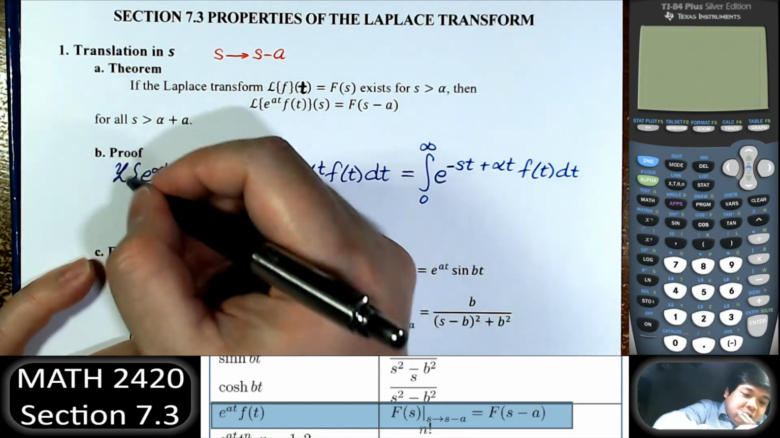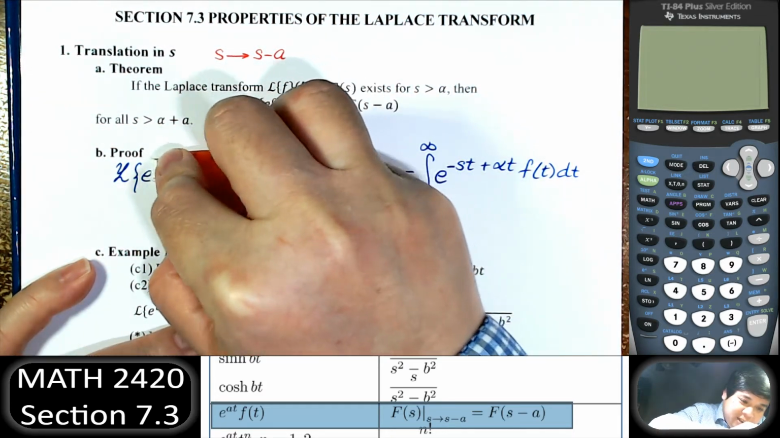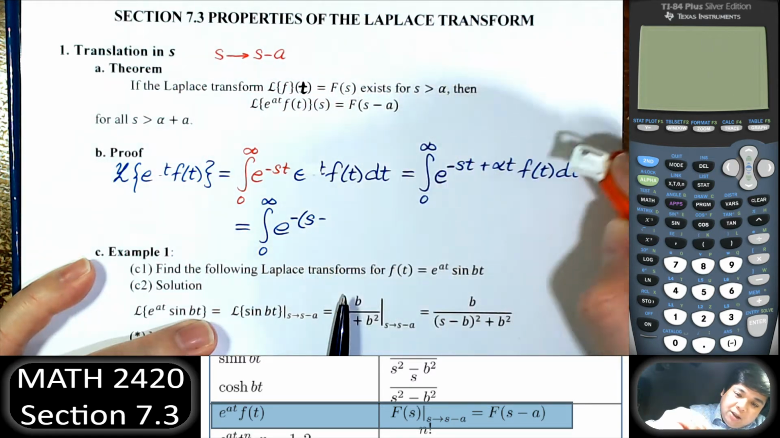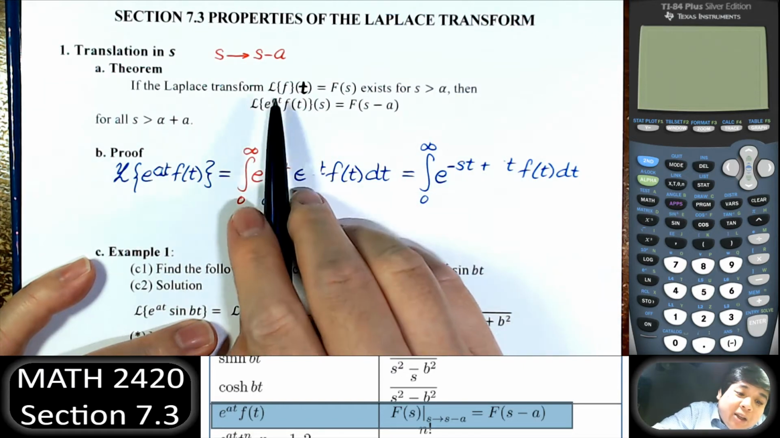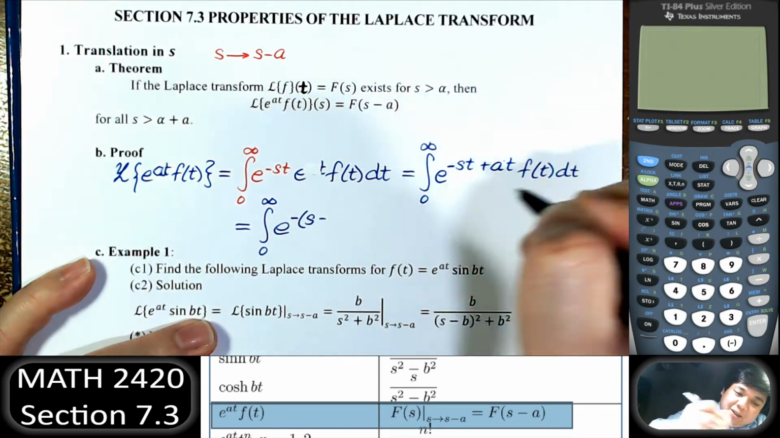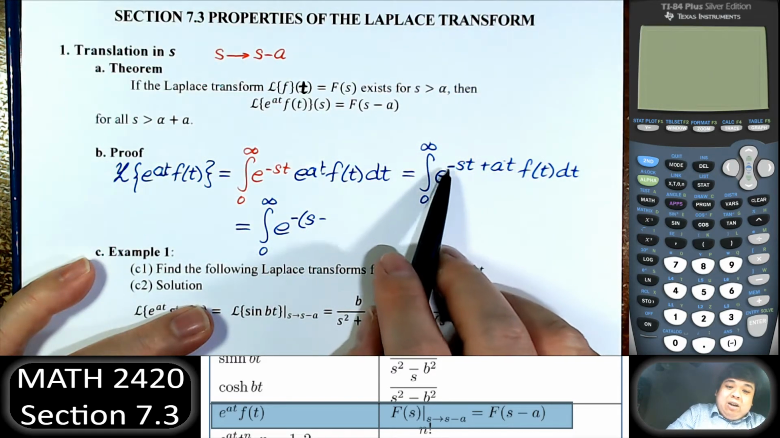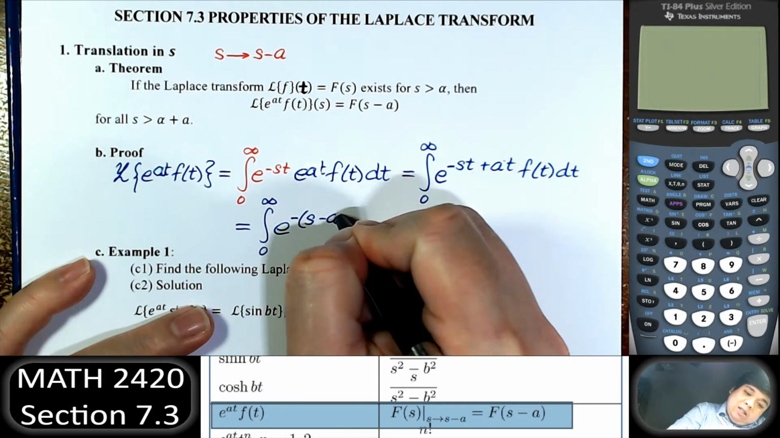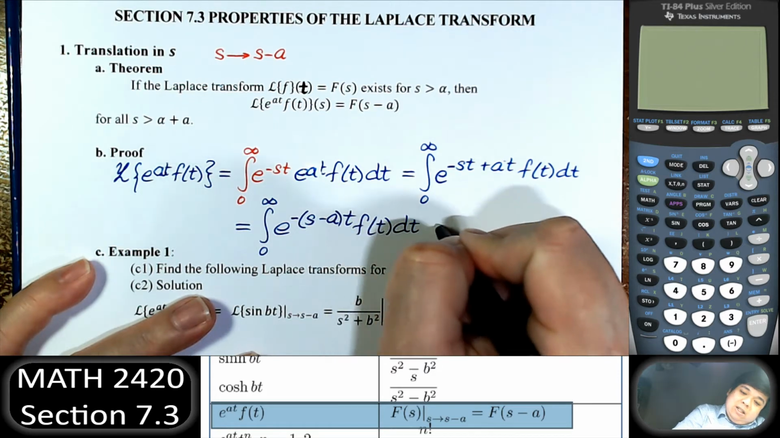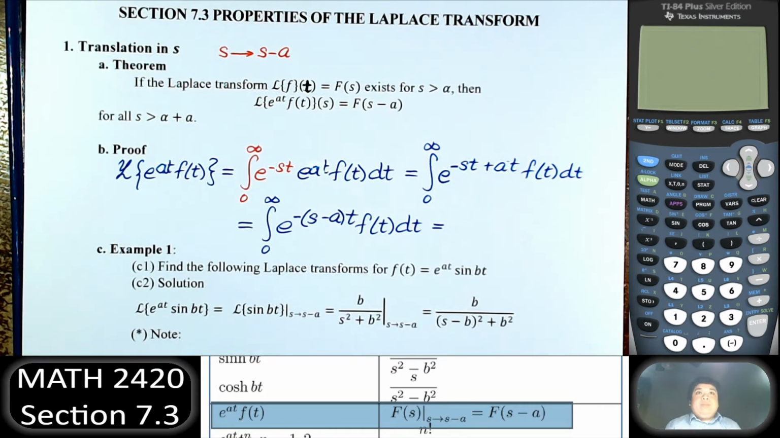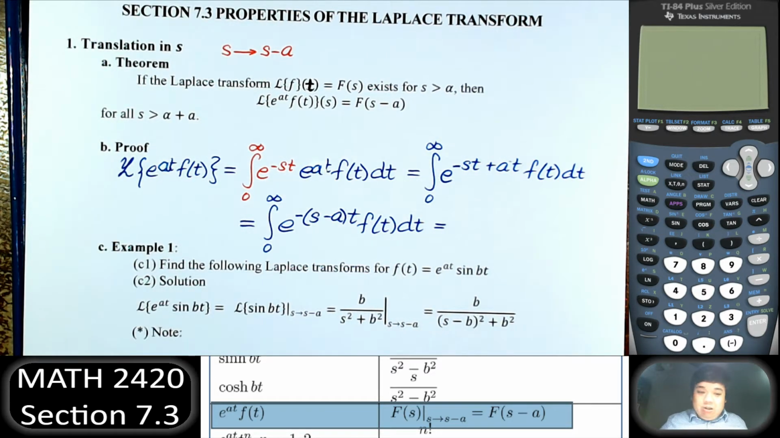Wait, that is not alpha, sorry, this is a. It's no big deal. So we can factor out the negative, and we have s minus a t, f of t dt. Actually, that is the proof. You'll say, how do we go from here to there? Well, let's take a look.